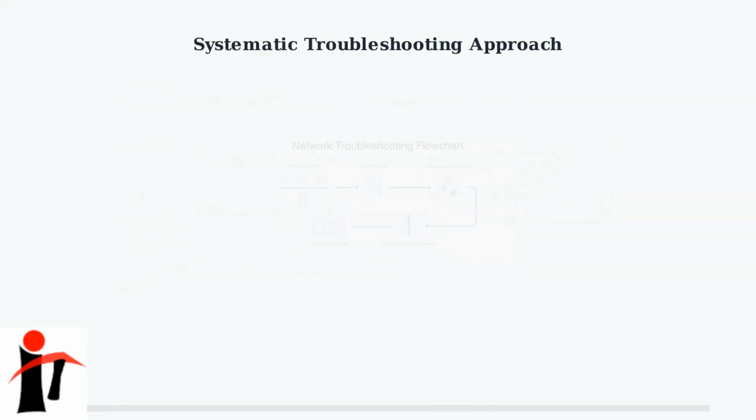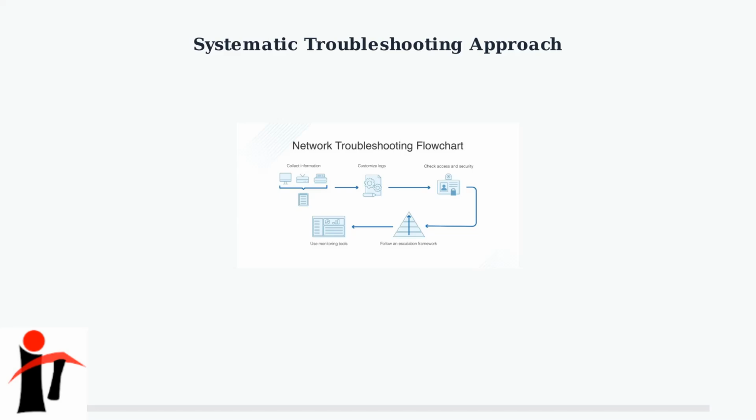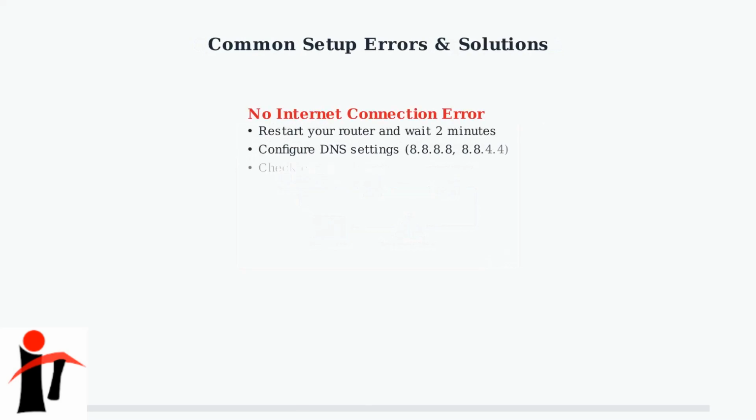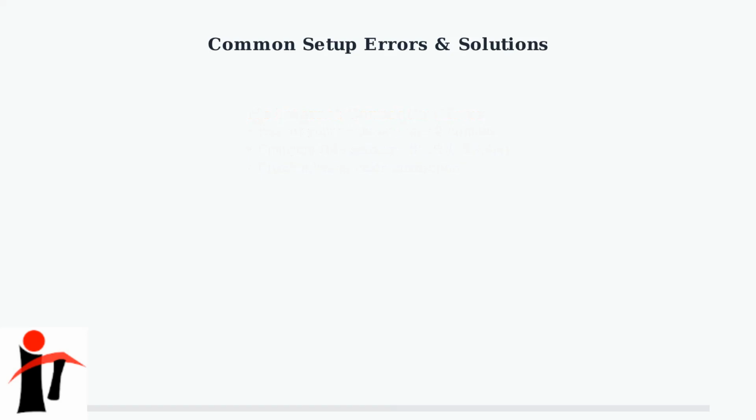Follow this systematic approach to troubleshoot setup failures. Start by collecting information about the specific error, customize your diagnostic logs, check access and security settings, follow an escalation framework if needed, and use monitoring tools to verify the solution. The three most common setup errors are internet connection failures, HDMI display issues, and remote pairing problems.